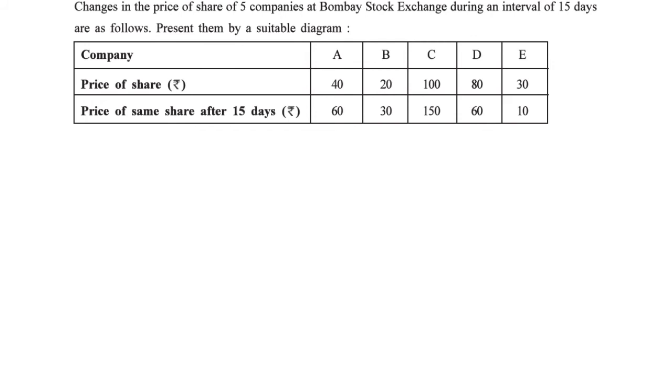Now I have taken this question from exercise 2.3. Okay, changes in the price of share of 5 companies at Bombay Stock Exchange during an interval of 15 days are as follows. 5 companies are there, A, B, C, D, E. The current price and the price after 15 days is given. Usually if we want we can change, but I'm keeping them as they are because companies are given A, B, C, D, E, and I would like to keep them as they are.